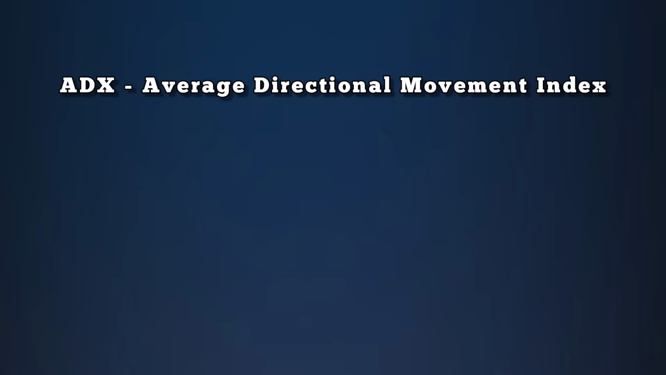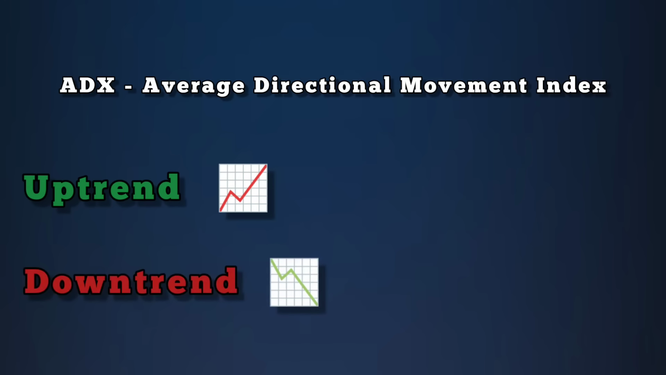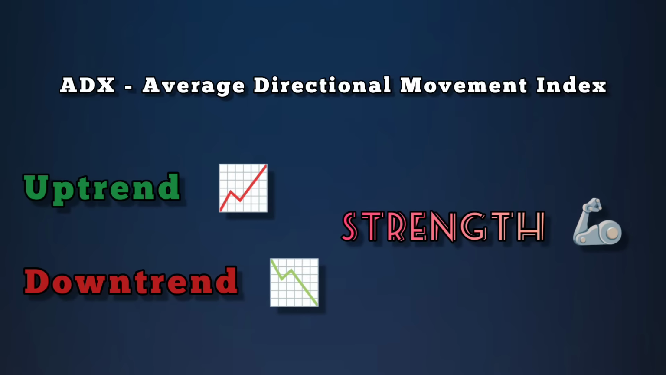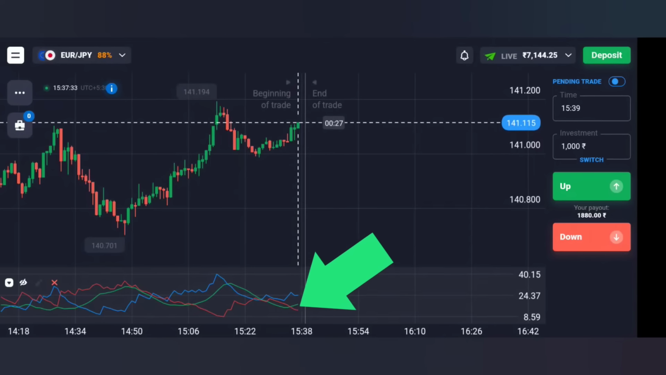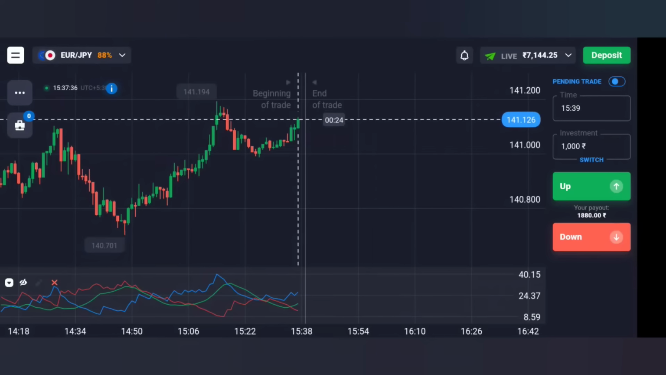It helps us to find the direction of the trend, whether it is uptrend or downtrend, and also helps us find the strength of the trend. Both blue and red lines should be far from each other, and the green line should cross the limit 25. But here the blue line and the red line are not far from each other.